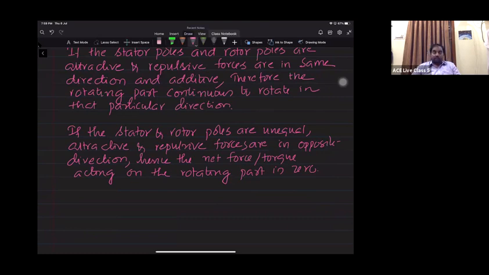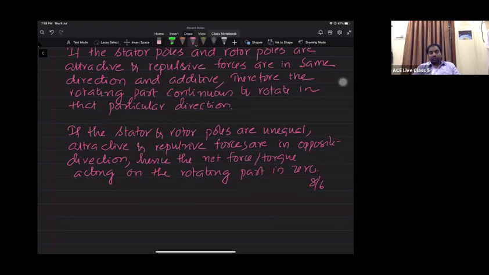Sir, during our graduation, BTech, we came across reluctance motor or stepper motor. There, we have seen that the stator poles and the rotor poles are unequal. If you just take an example of a stepper motor, it is 8 by 6. Just an example. What is the meaning of 8 by 6? There are 8 poles on the stator and 6 poles on the rotor. So there, for motoring, the poles should be unequal.